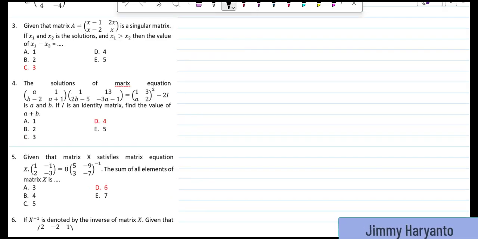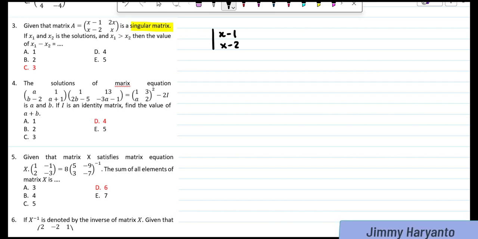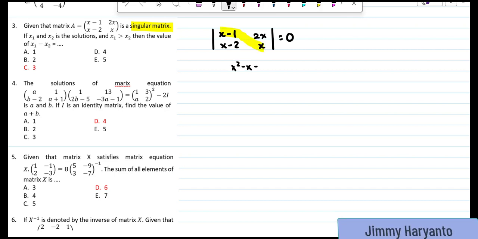The next one is number 3. For number 3, we have matrix A equals that one, a singular matrix. When you read singular matrix, that means you have to find the determinant. The determinant of A is x, negative 1, and then x minus 2, 2x and also x have to be equal to 0 because that is the condition for singular matrix. And then what you do is to multiply them like this. You will have x squared minus x, and then you have to minus it again with the blue one. You will have 2x squared minus 4x, and the result has to be equal to 0.